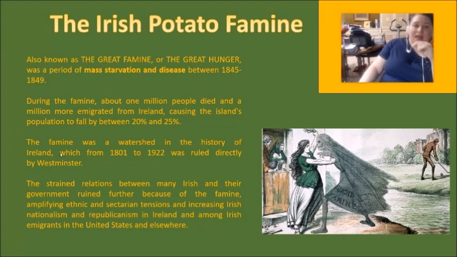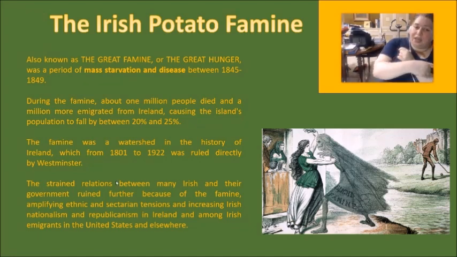in Ireland. The Great Famine, or the Great Hunger, was a period of mass starvation. Starvation is when you don't have anything to eat. Between 1845 and 1849, during the famine, 1 million people died, and 1 million more emigrated from Ireland, causing the island's population to fall by between 20 and 25%. A total disaster for the island.